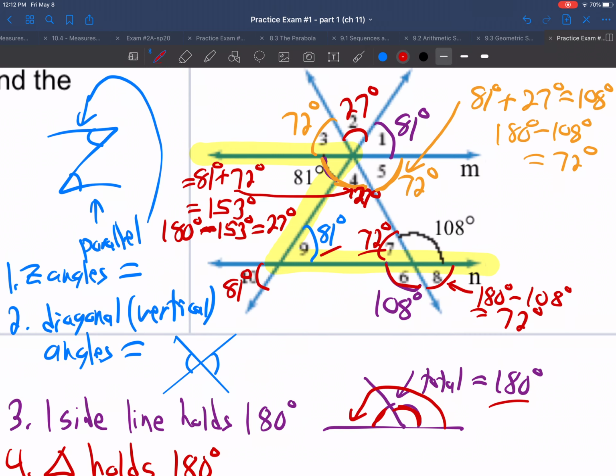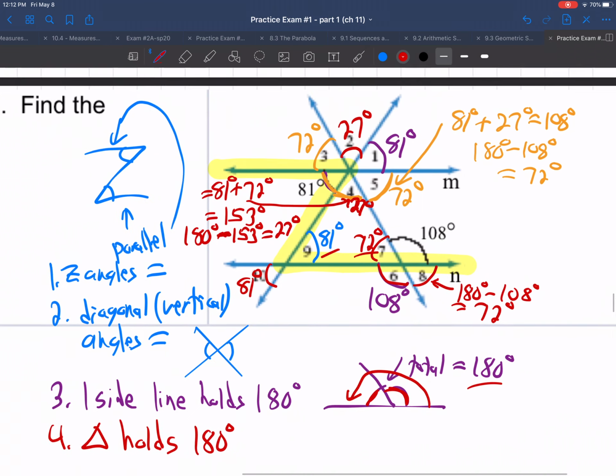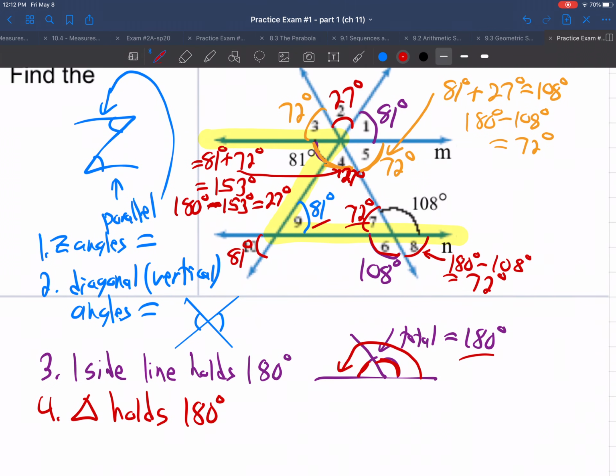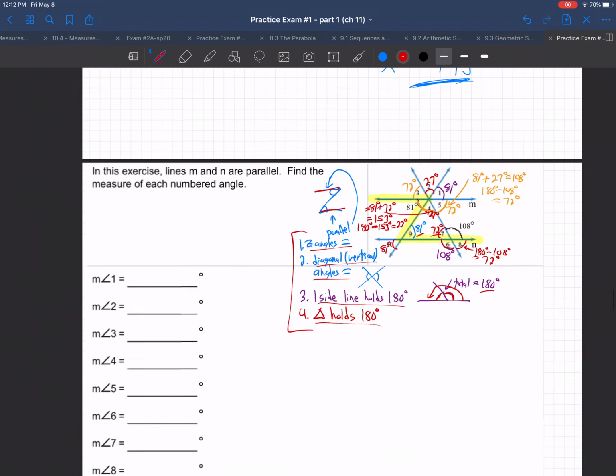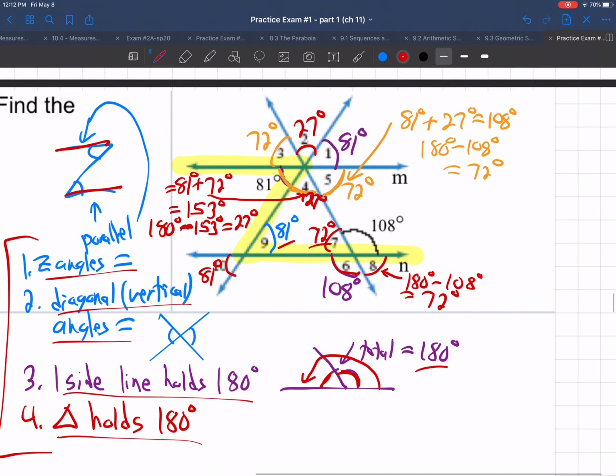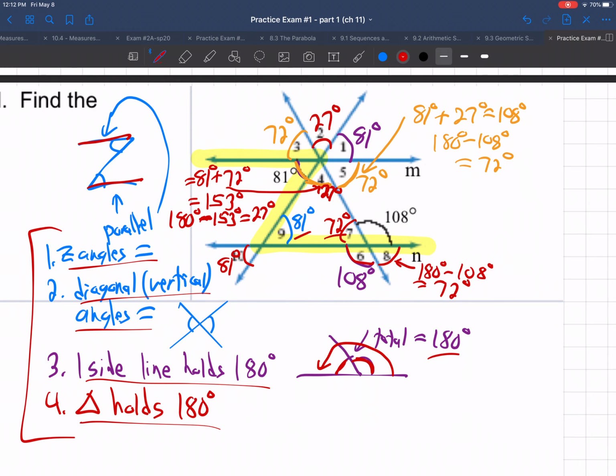We were able to find all those angles using these four true facts. With top and bottom parallel lines, Z angles are equal. Diagonal angles, called vertical angles, are also equal. One side of a line holds 180, and a triangle holds 180 degrees. So we were able to find all the angles 1 through 8. You can put all those answers over there in those blanks. I'm going to leave this diagram like this because that shows how we accomplished all that.